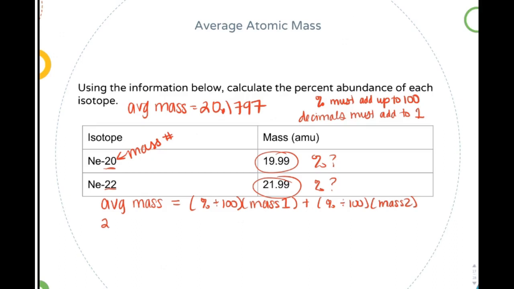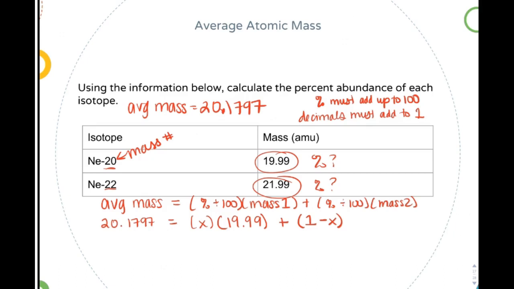So my average mass is 20.1797. Now my first percent, I don't know what that is, so I'm going to just say X. My first mass is 19.99. And then my second percent can't be Y. It also can't be X. But X and then this have to add up to 1. And so I'm going to say 1 minus X here. Because if one of them is X, the other must be whatever is the difference between it and 1, so that they add up to 1 in the end.